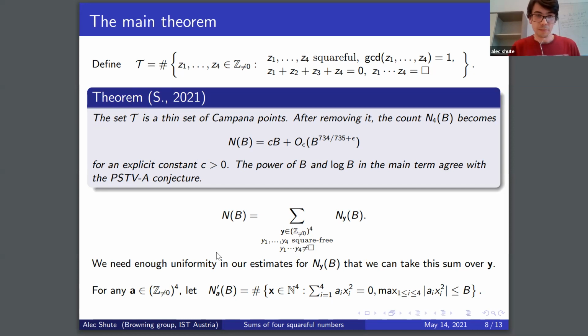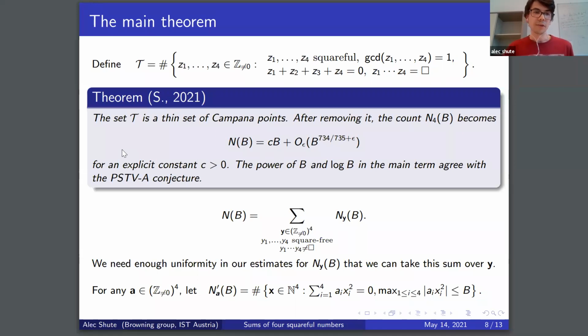And here's the main theorem that we proved. It says that this set T is a thin set of Campana points, which means we're allowed to remove it according to the PSTV-A conjecture. And if we do remove it, then the count N4(B) becomes this thing which I'll call N(B). And the theorem says it's a constant times B, and then a small power saving in the error term.